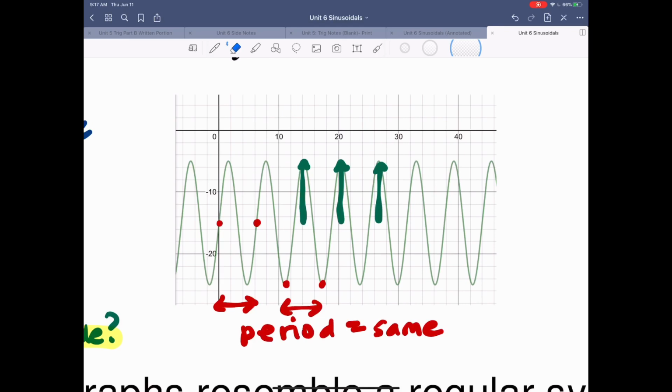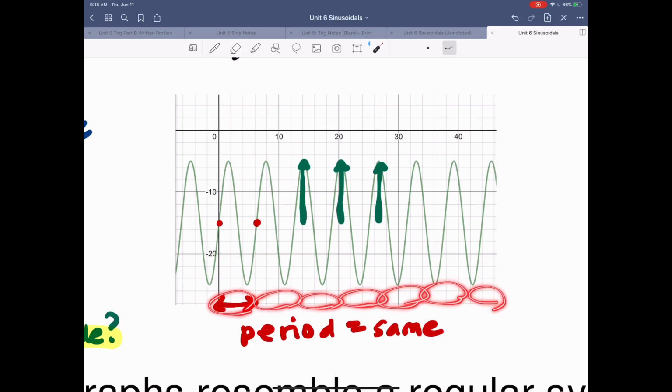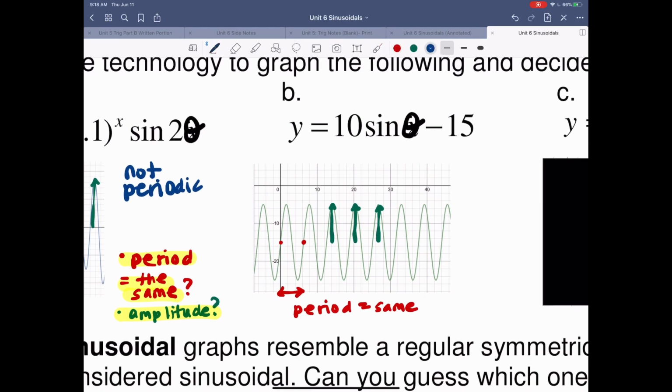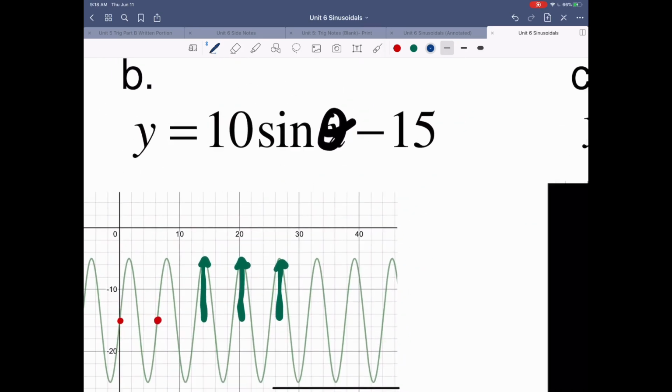To avoid confusion, I'm going to erase one version so that you can just look at one part. So my period will always be the same throughout this cycle. As a conclusion, we're going to say that this is periodic.